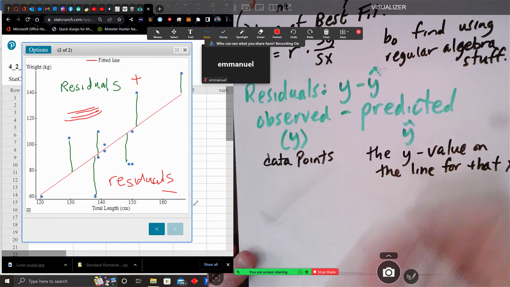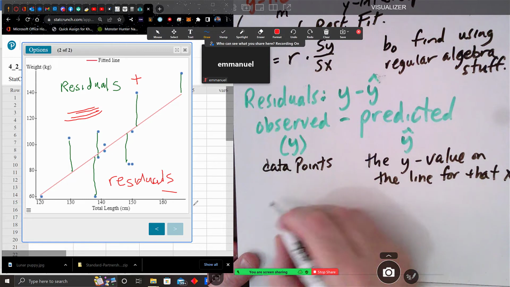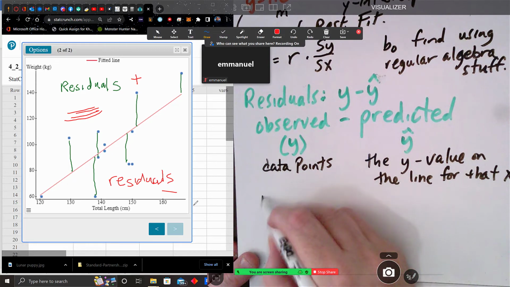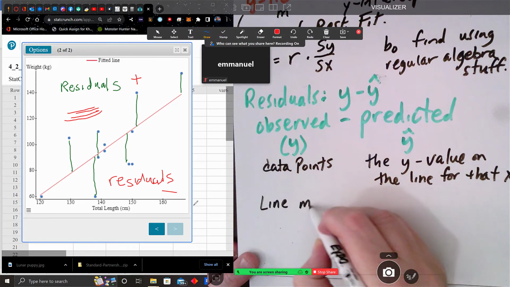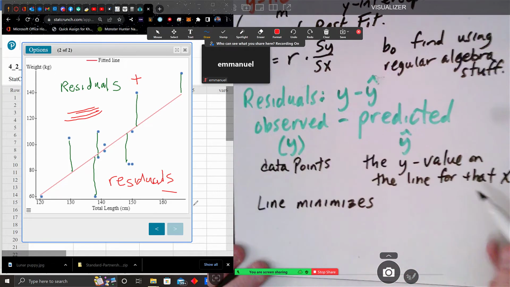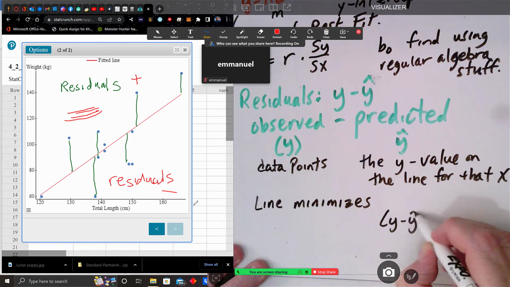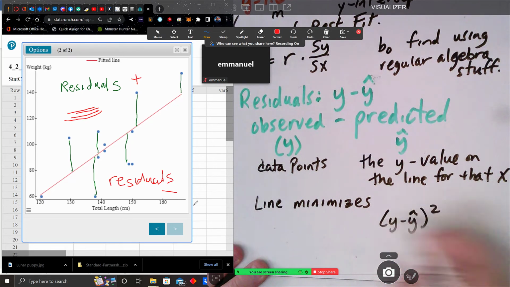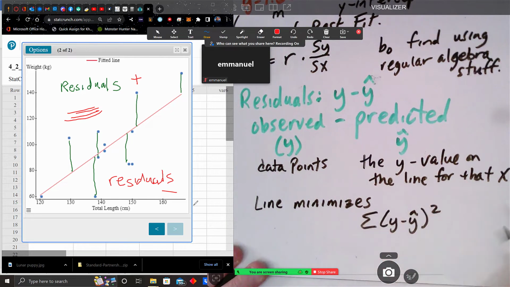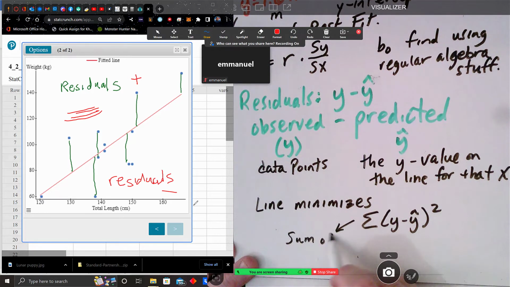And so what they do is they find this Y minus Y hat, and the line minimizes or finds the smallest value of Y minus Y hat. They square it and they add them up. So this is called the sum of squared residuals.